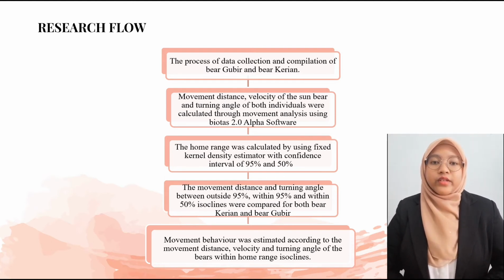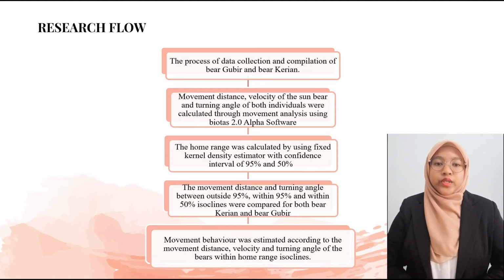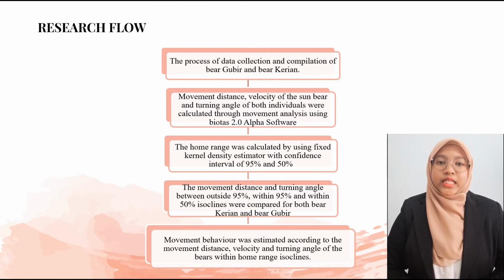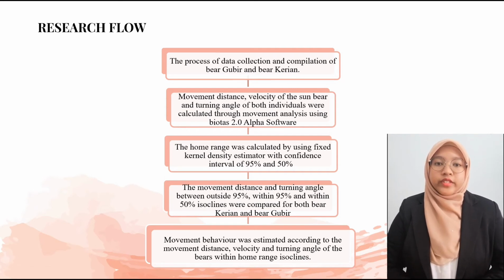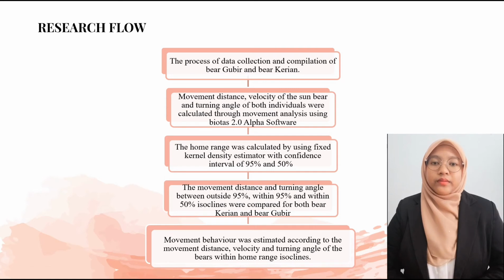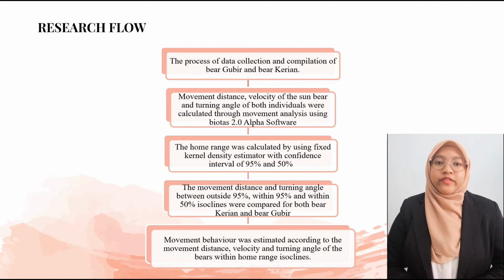Movement distance, velocity, and turning angle were computed through movement analysis. The same software was also used to calculate 95% and 50% home range isoclines by using a fixed kernel density estimator. As the result of the software, the average movement distance and average turning angle between isocline 50%, 95%, and outside 95%, which is outside the home range, were compared for both bear Korean and bear Gube.